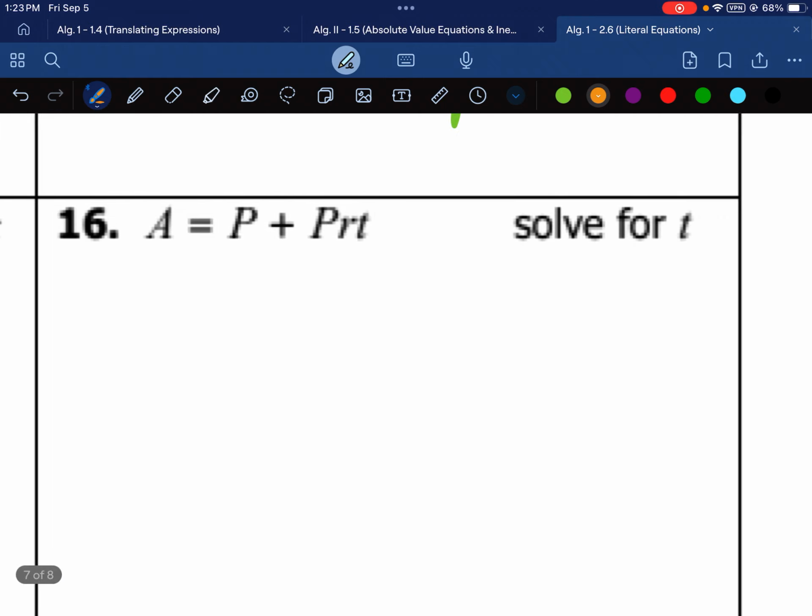Number 16, a equals p plus prt. So we have multiple p's here. That's going to come into play here in a bit. And we're supposed to solve for t. So t is being multiplied by p and r, and it's being added by p. So I'm going to do the addition first by subtracting by p. And I'm going to get a minus p equals prt. Dividing by both p and r undoes the multiplication of those, and I get t.